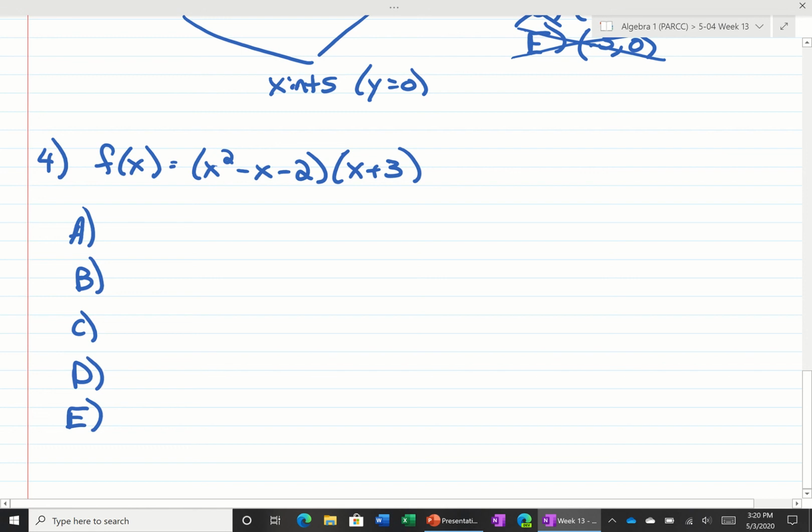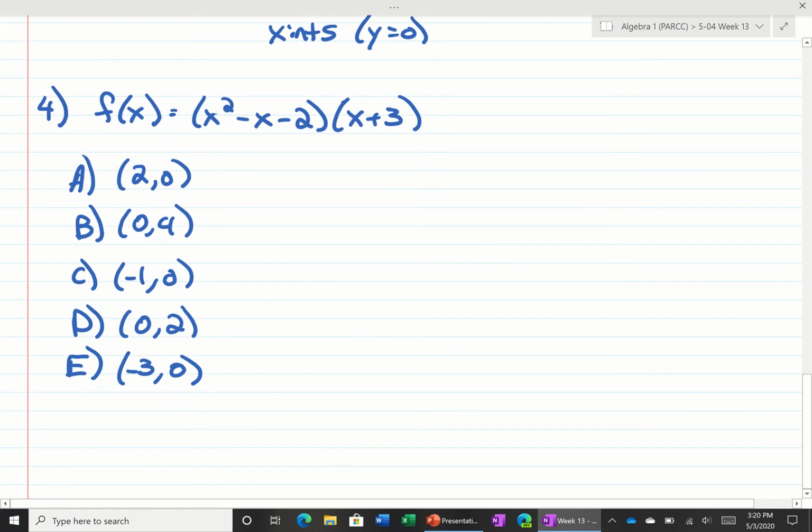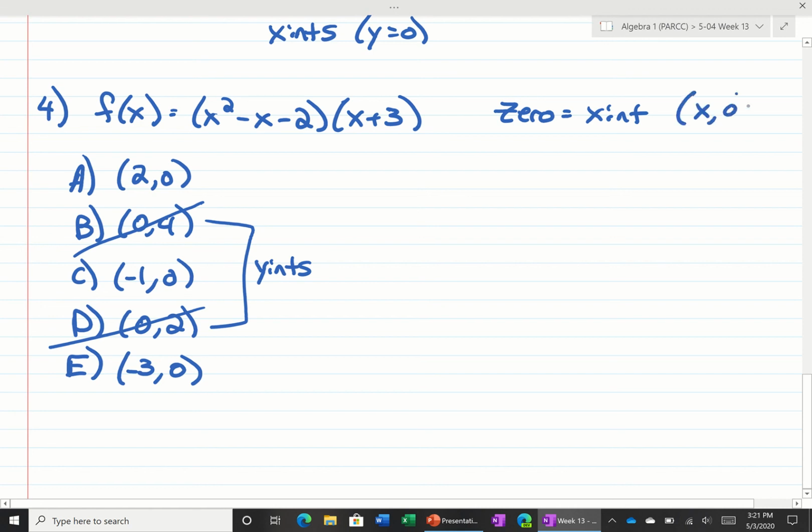Now, answer choice A is 2, 0, 0, 4, -1, 0, 0, 2, and -3, 0. Okay, we know it can't be these two because those two are considered y-intercepts. It's asking us for a 0, and what a 0 means is that means an x-intercept. It's going to be written like this, x, 0.